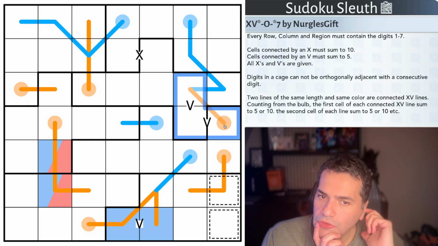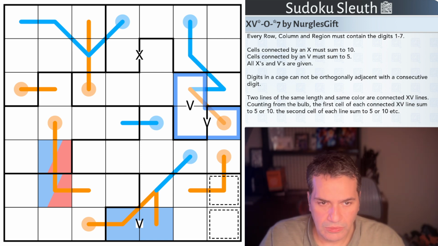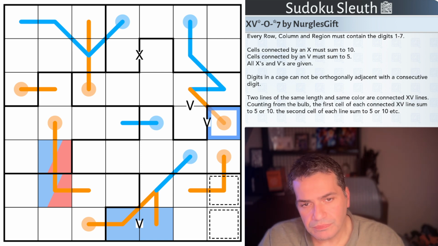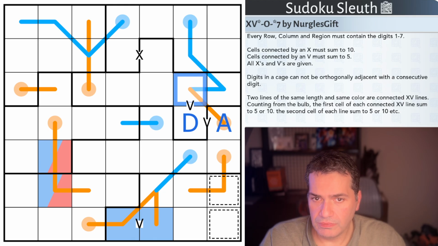I think we're going to have to do more Sudoku than I normally do here to try and figure out what is going on. Right, let's use some letters. I don't know what this cell is. I'm just going to call it A. To add up to 5, I'm going to call this D. This is going to go back to A.